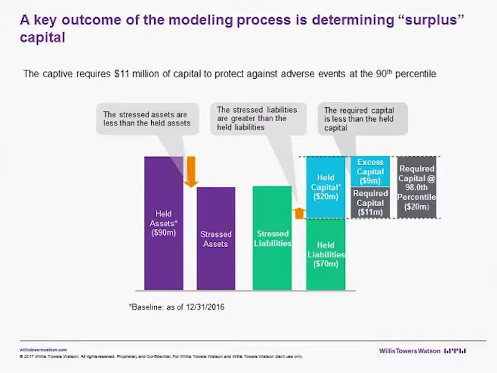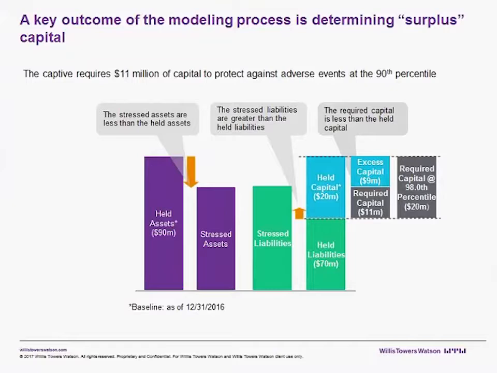Again, that makes sense. We run it through a series of modeling processes where, in stressing the assets, investment yields are different and lower than anticipated. Stressing the liabilities, results are worse than anticipated. So naturally, the stressed capital is less than the held capital. In this case, we're looking at held capital at a 90% confidence level, and that comes out to be about $11 million at the 90% confidence level as compared to the held capital of $20 million.